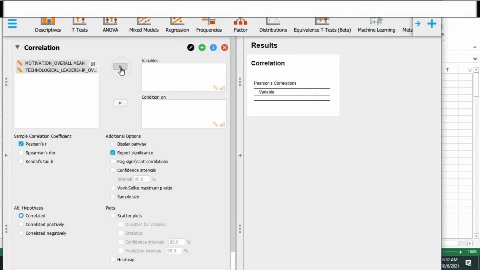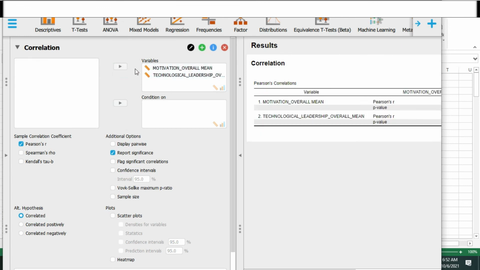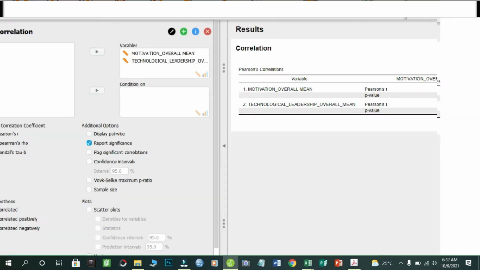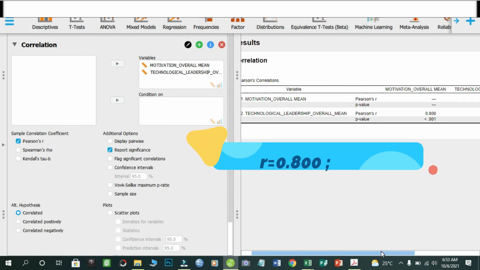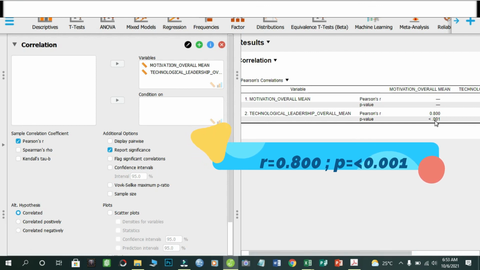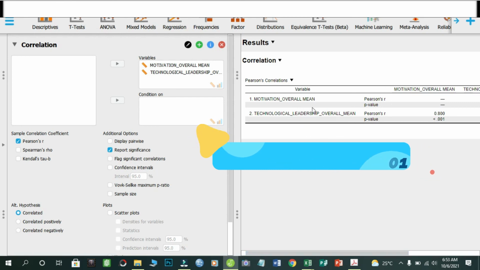So put it in the variables. Okay, and let's see the result. As you can see, it is 0.80. Our p-value is less than 0.001, which means it's significant. It means that the higher the technical leadership, the higher the motivation. So this is our interpretation based on our discussion earlier.